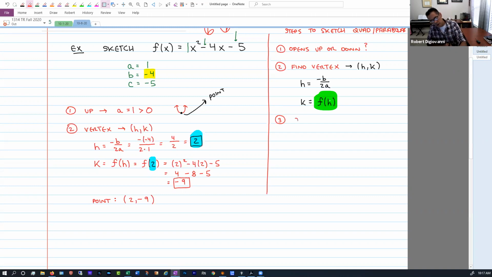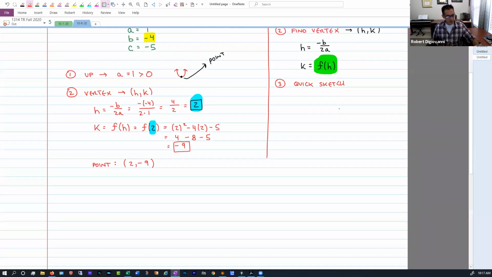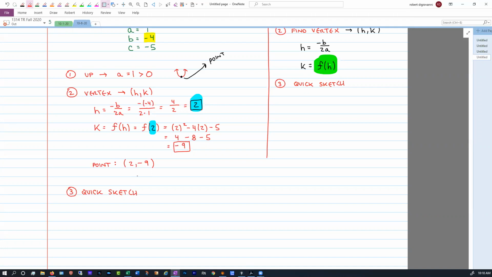What we're going to do is what I call a quick sketch. I want us to do the quick sketch first, and then let's talk about why I think this is a good step. So right now, step 3, I'm going to do this quick sketch. What is the only information I know about this parabola right now? There are only 2 things we've figured out: the vertex, and it opens up. That's all we know, but that's actually a lot of information.